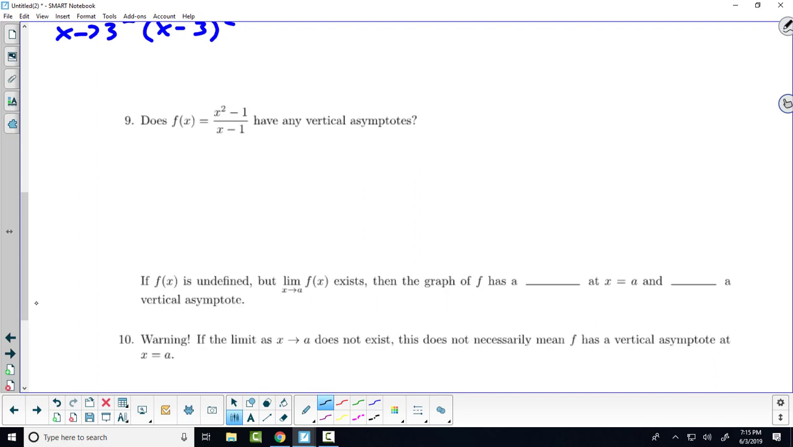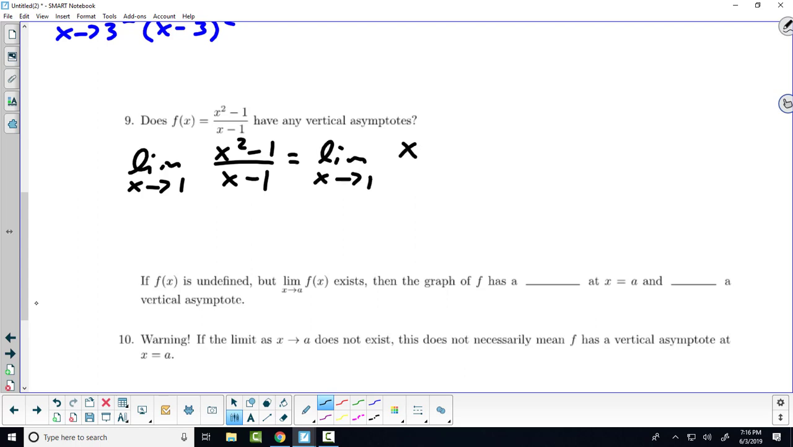Okay, let's look at this one. Does this have any vertical asymptotes? I don't know. What should we do? Well, we should go look at the behavior near 1. I'm going to go ahead and keep the limit proper until I feel like maybe I'll have to break it down, but I don't think I will in this case. Somebody said, hey, this sounds a little familiar. Let's factor the numerator.